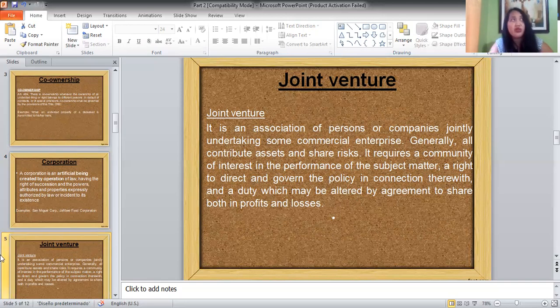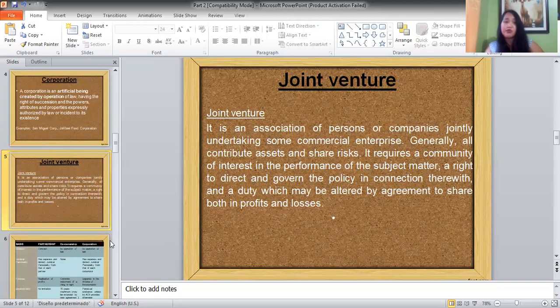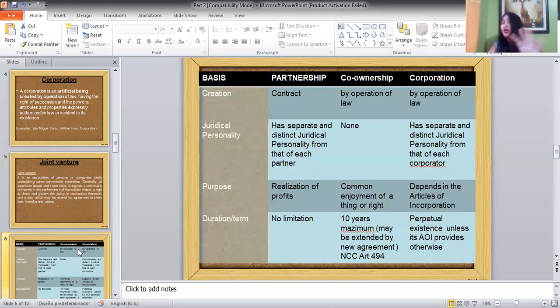So, we are going to differentiate that with partnership later. For now, itong ginawa kong table, ang una kong dinistinguish yung partnership, co-ownership, and corporation. Mamaya yung joint venture, class. So, ito yung basis. Tapos, tignan natin kung paano i-apply yung basis, like itong creation, juridical personality, purpose, sa partnership, co-ownership, and corporation. So, let's start.